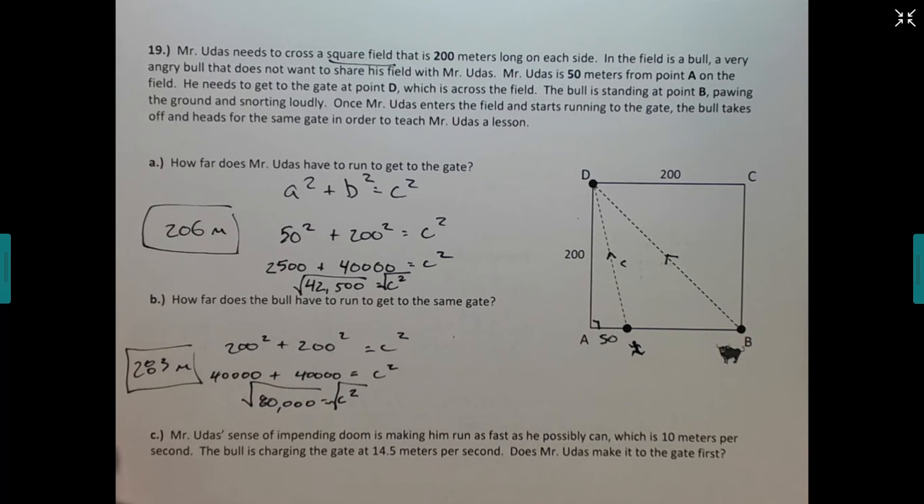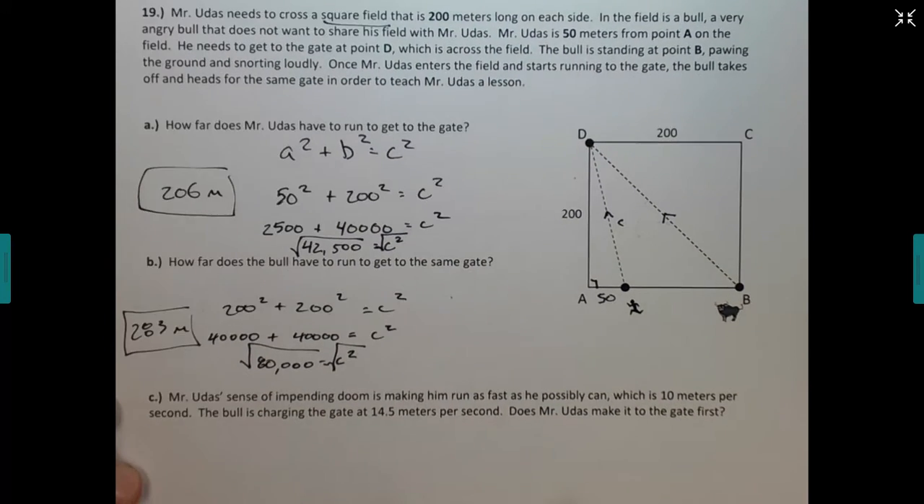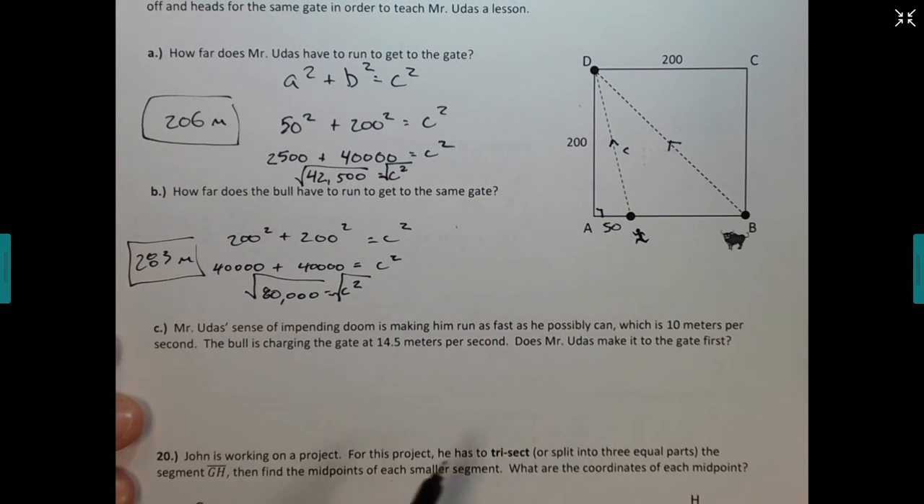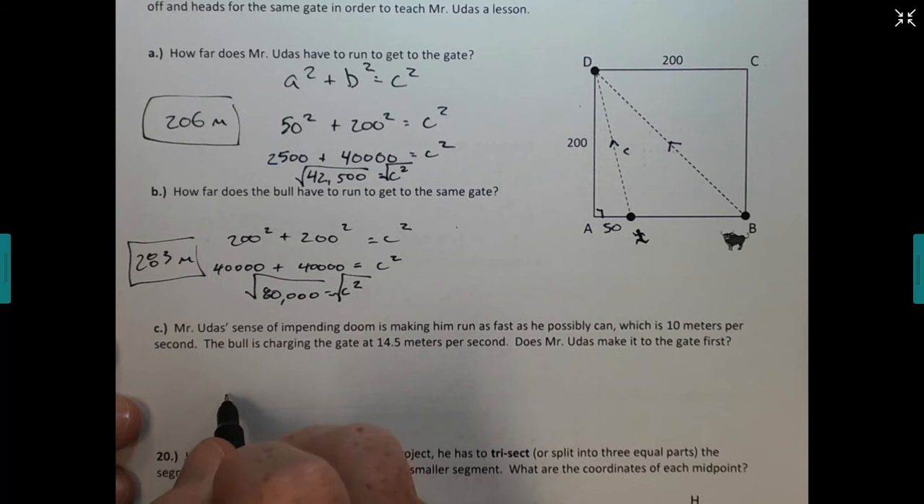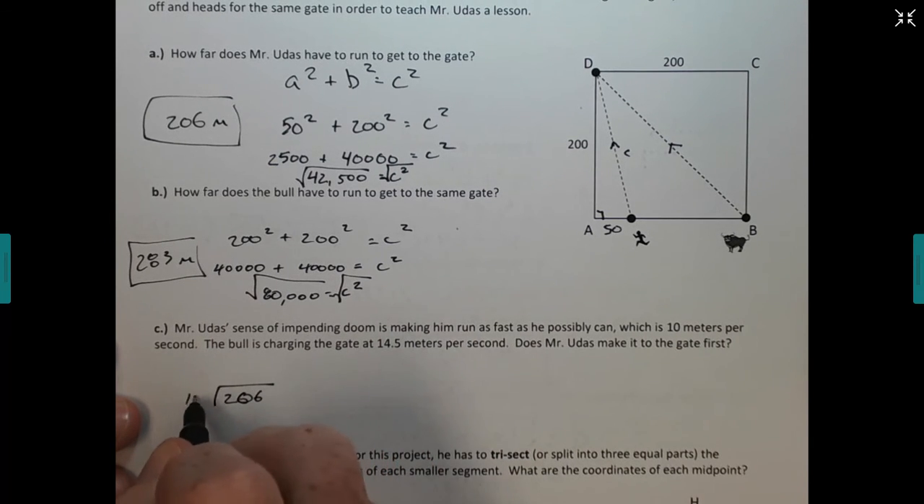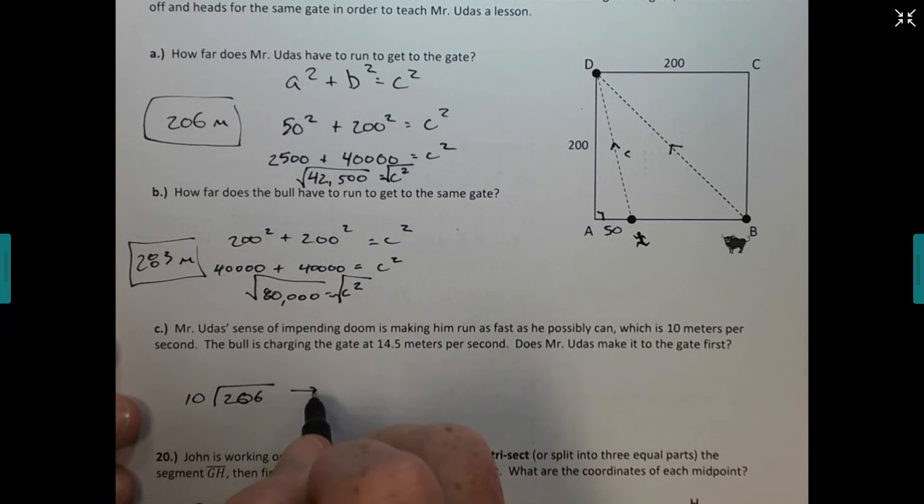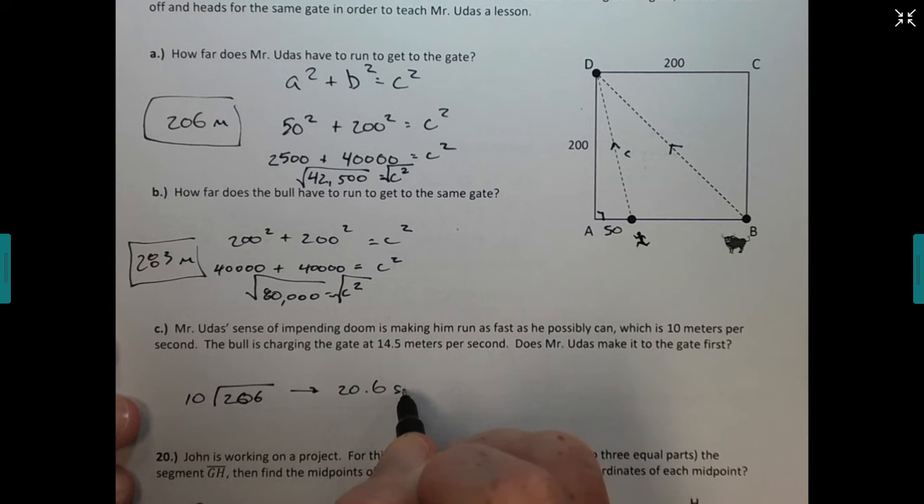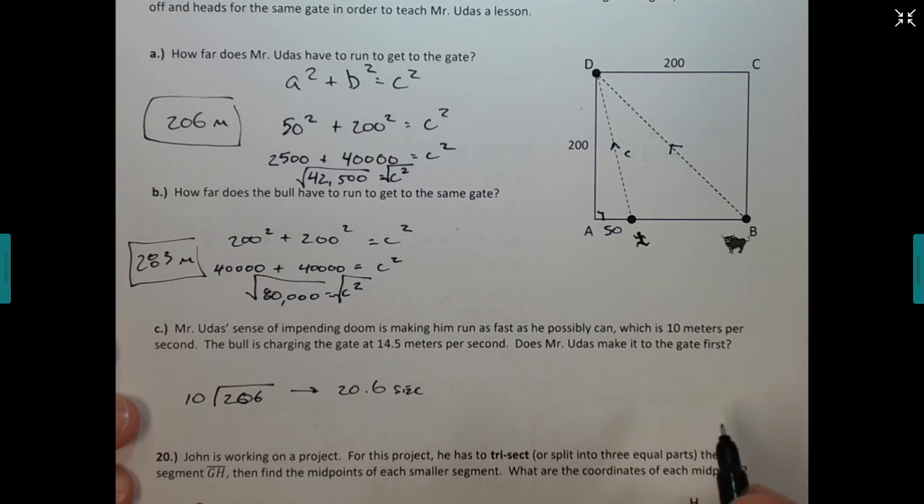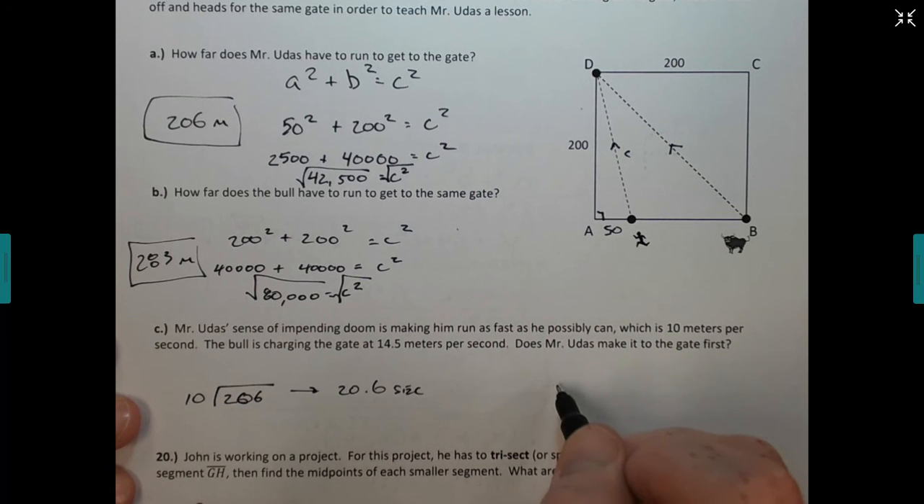meters. Mr. Udas' sense of impending doom is making him run as fast as he possibly can, which is 10 meters per second. All right, so if he's traveling at 10 meters per second, I can take 206 divided by 10 meters per second, see how many seconds it's going to take him. So 206 divided by 10 is about 20.6 seconds.